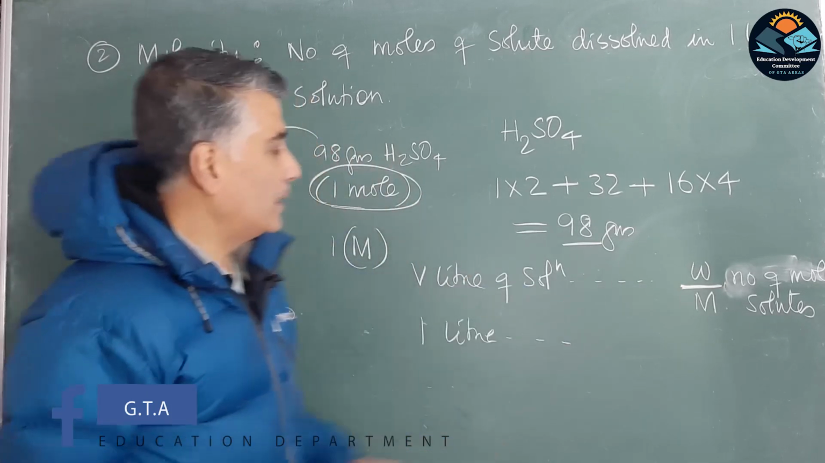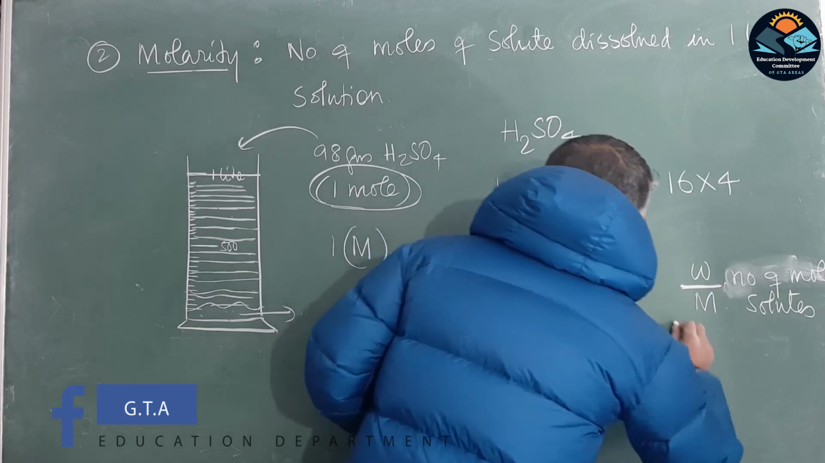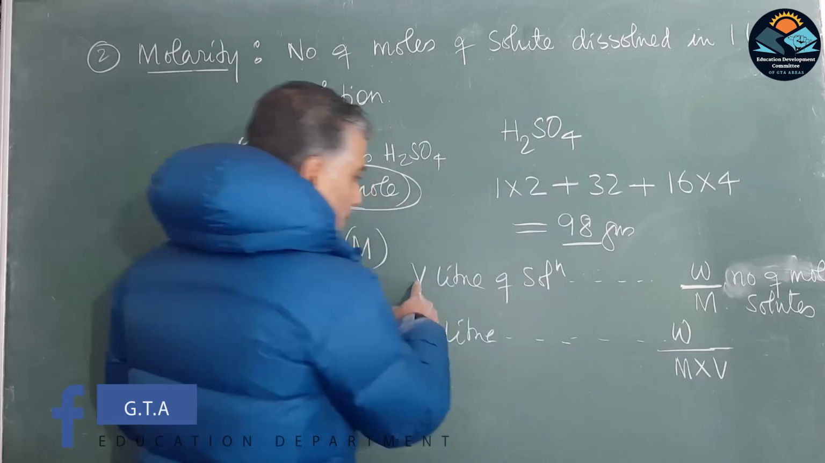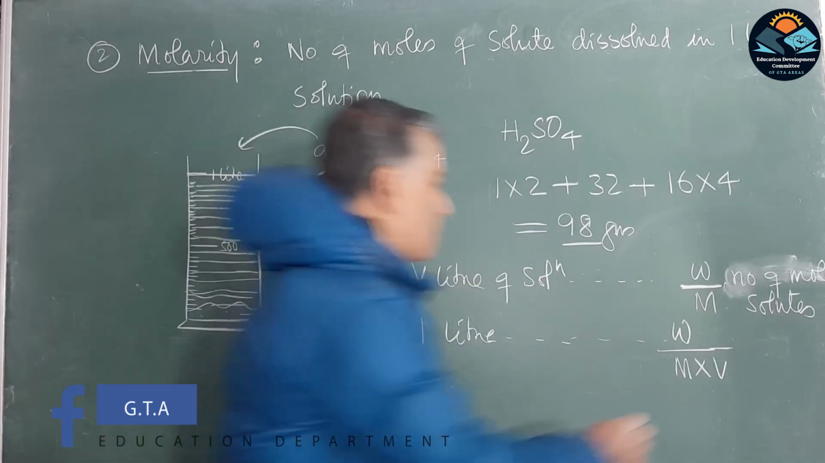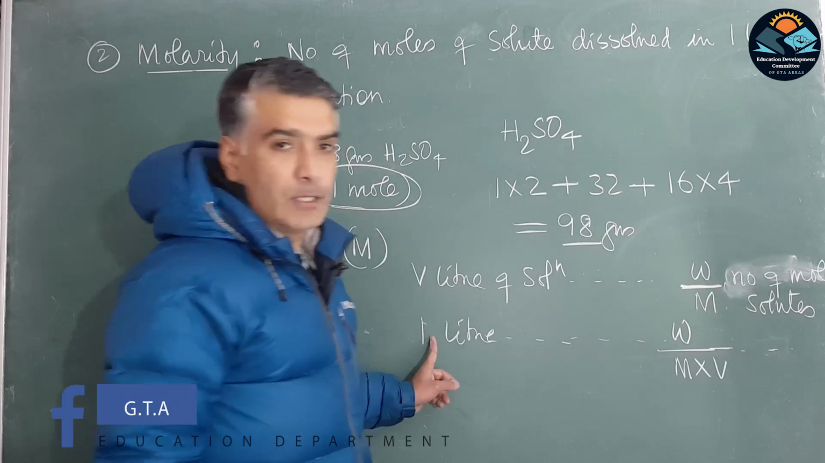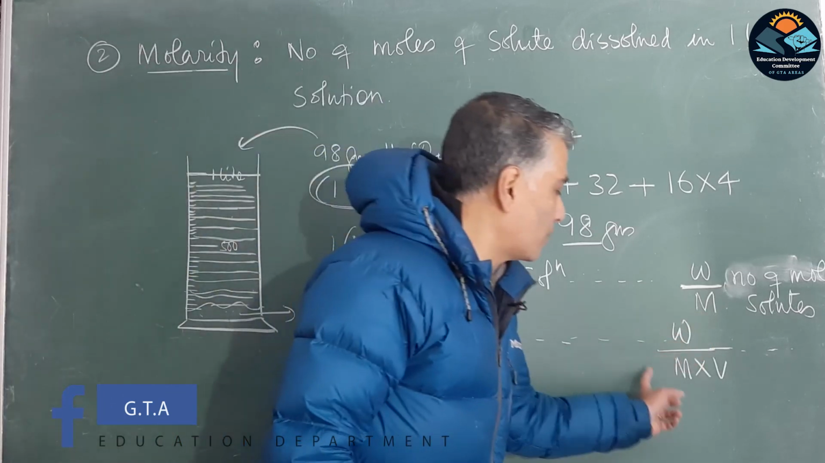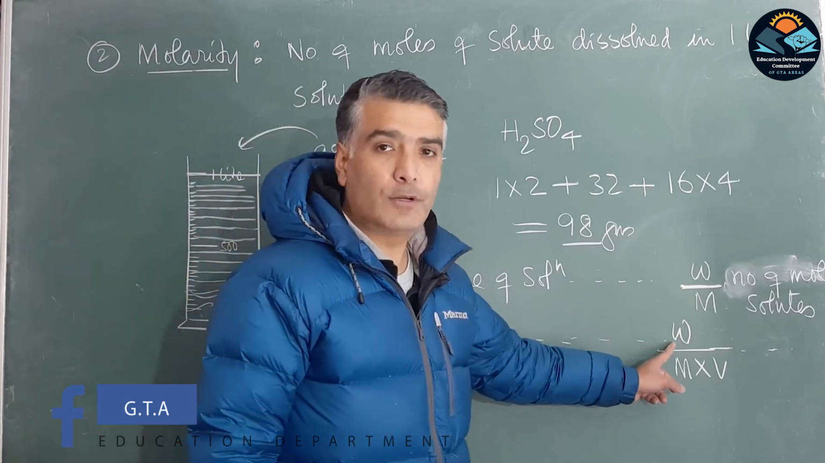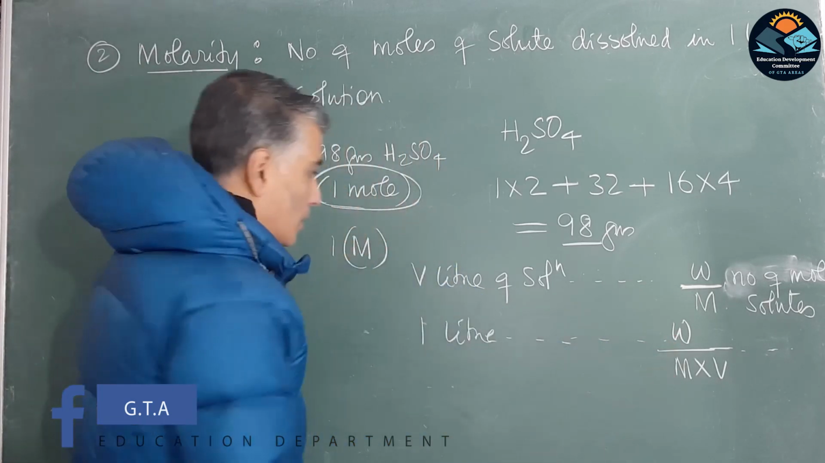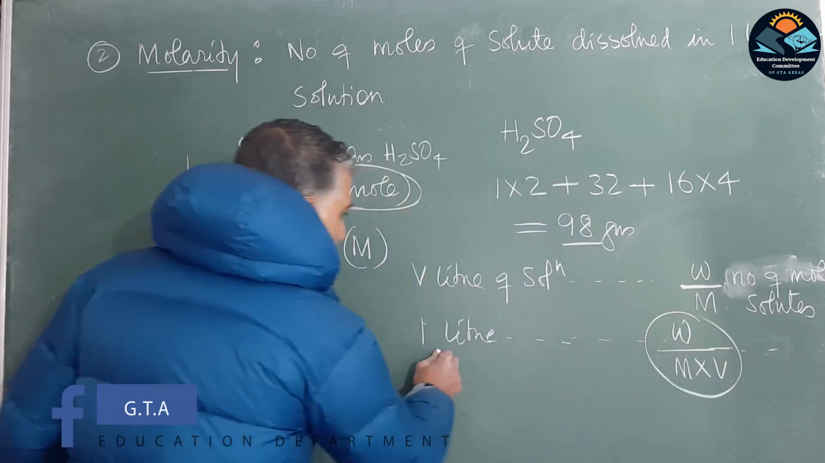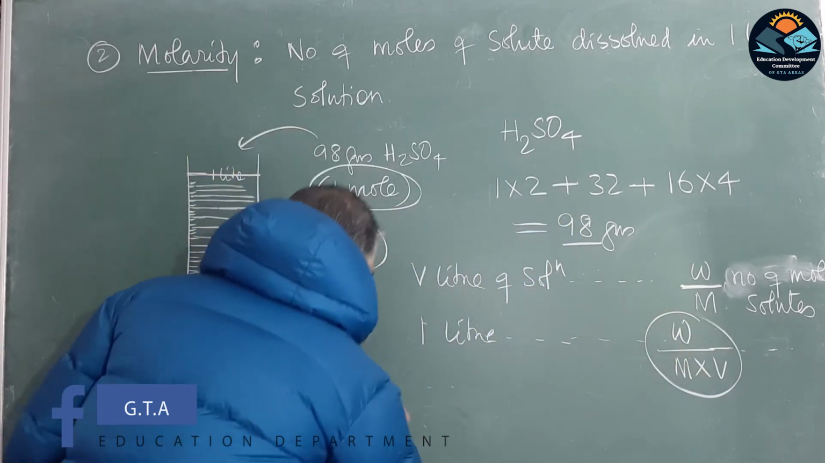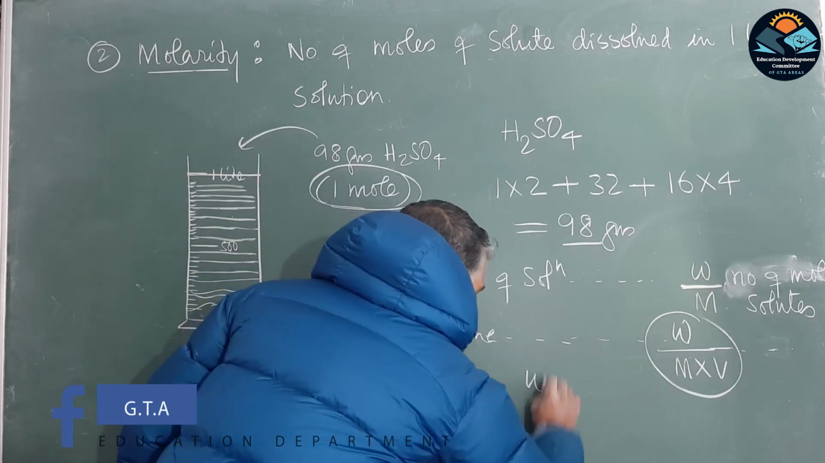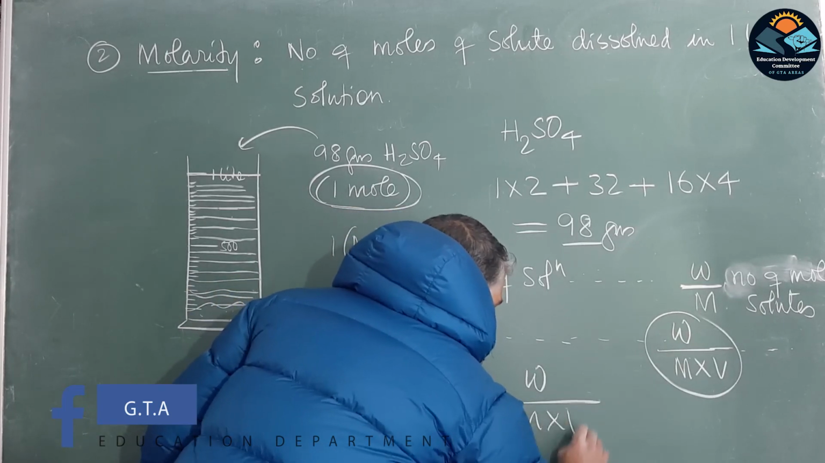So V liter has that many moles. 1 liter will have how many moles? So it's going to be W by M divided by V. Yeah, this V goes there and divides. So that's the number of moles of solute dissolved in 1 liter, isn't it? And whatever is the number of moles of solute dissolved in 1 liter, according to definition, that is going to be the molarity of this solution, or the concentration of this solution in molarity. So I've got these many moles in 1 liter, and that number of moles in 1 liter is molarity. So what's the formula molarity? We saw formula molarity is W by M by V.